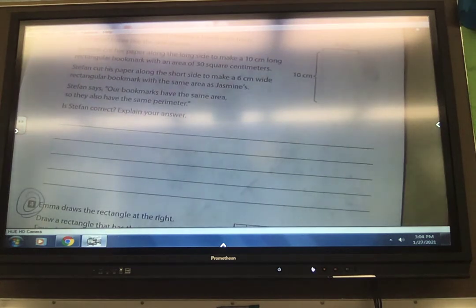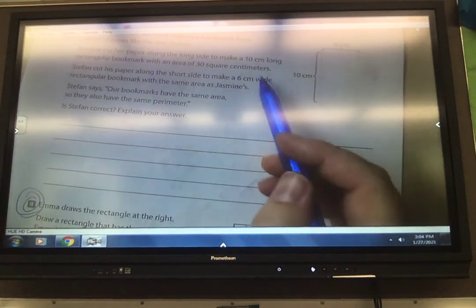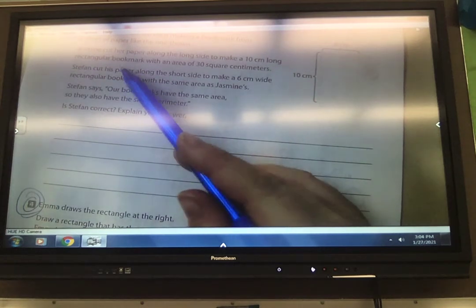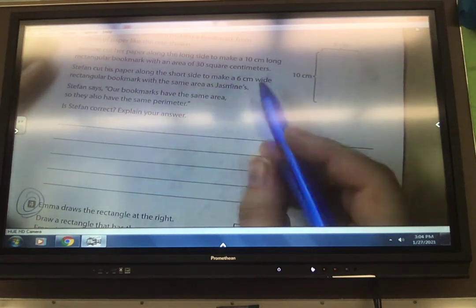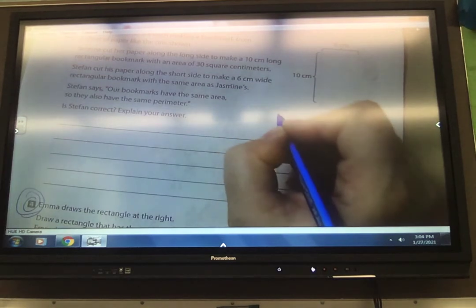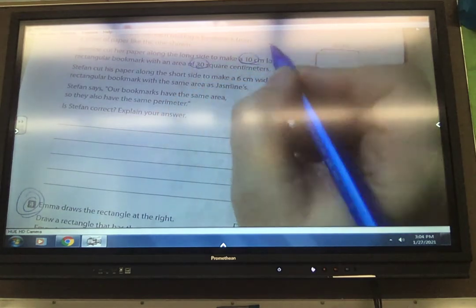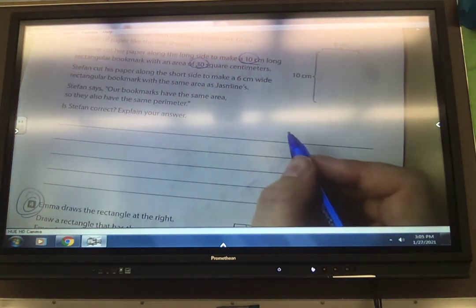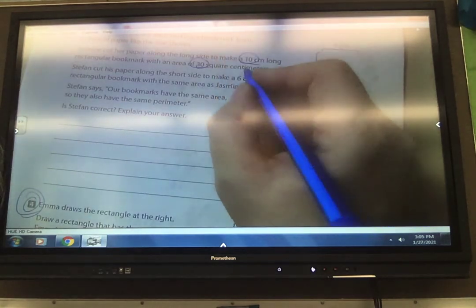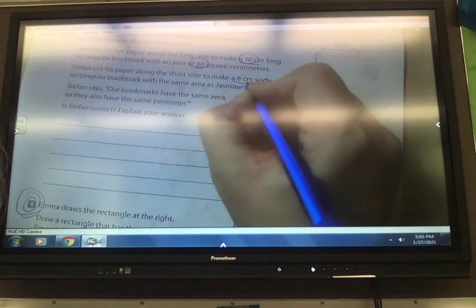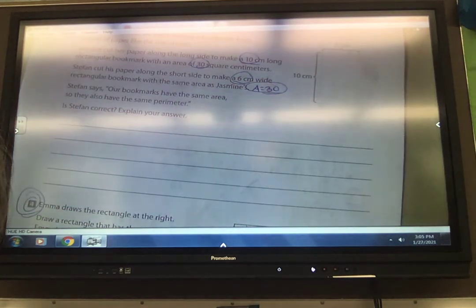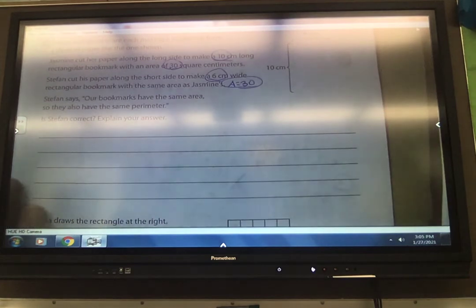Stephen and Jasmine are each making a bookmark from a sheet of paper like the one shown. Jasmine cut her paper along the long side to make a 10 centimeter rectangular bookmark with an area of 30. Okay, so she wants it to be an area of 30. Stephen cut his, I'm going to circle those numbers. Stephen cut his paper on the short side to make a 6 centimeters wide rectangular bookmark with the same area. So that area was 30. I'm going to go ahead and write that down. 6 and 30.